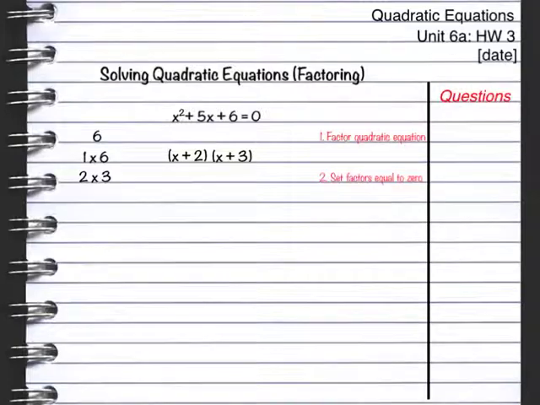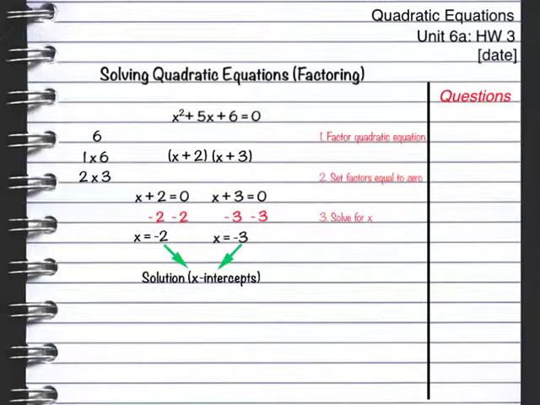Next, we want to take each factor and set it equal to 0. So x plus 2 is equal to 0, and x plus 3 is equal to 0. Now we just need to solve for x. I'm going to subtract 2 from both sides, and that'll give me x equals negative 2. Next, I subtract 3 from both sides, and that gives me x equals negative 3. These are going to be my solutions, or my x-intercepts.